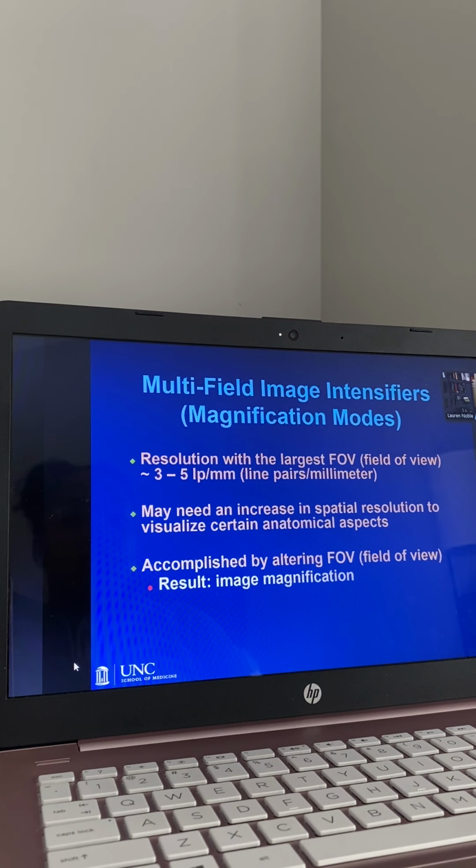All right. So you okay with those intensification principles, brightness gain, flux gain, minification gain? Okay.